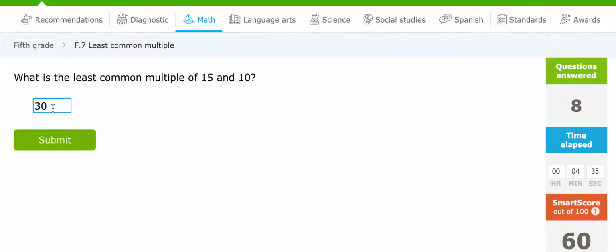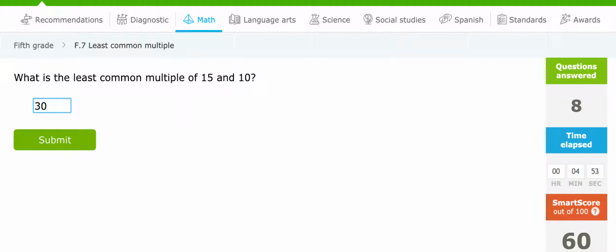We double check. 30 is divisible by 15, right? 30 divided by 15 is 2. And 30 is also divisible by 10. 30 divided by 10 is 3. So 30 in this case is the least, so it's the smallest multiple that is shared in common by 10 and 15.